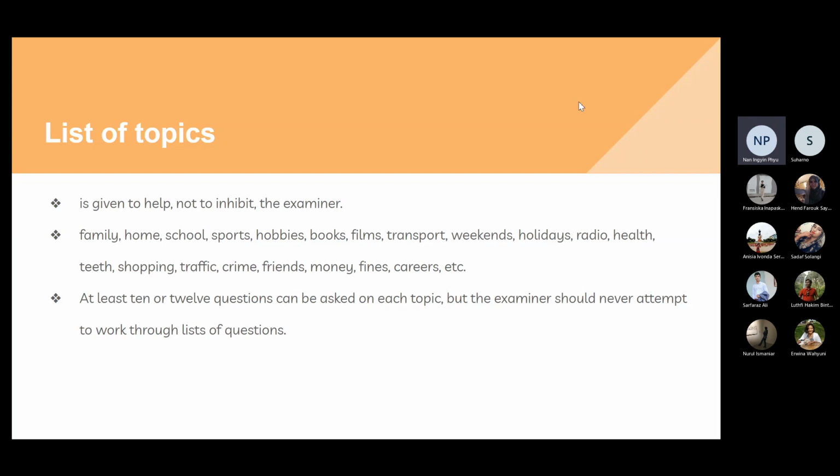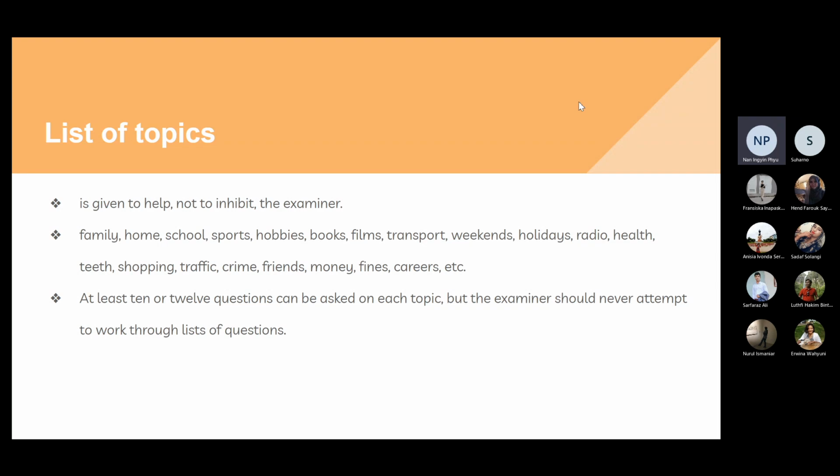So for example, if the topic is family, from the point of the interviewer, they can ask how many family members are there? What do you normally do with your family on the weekend? How do you spend time with the family? Who is the eldest one in your family? Who is the youngest one in the family? So based on one topic, many questions can be delivered.